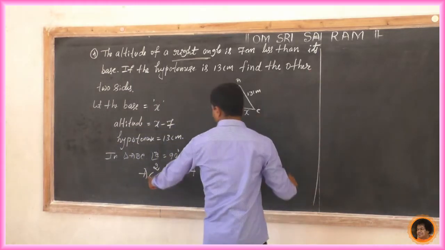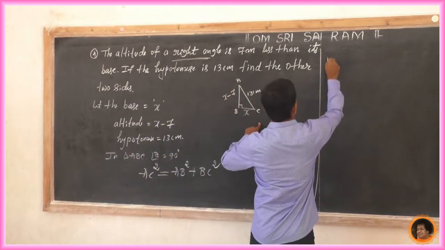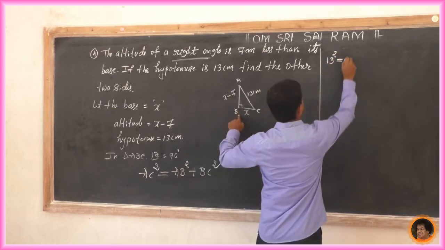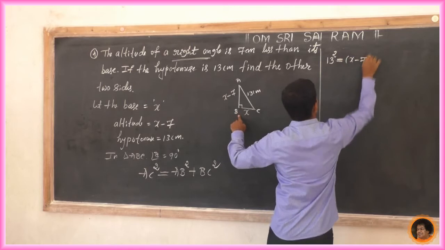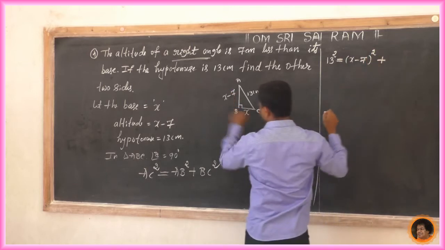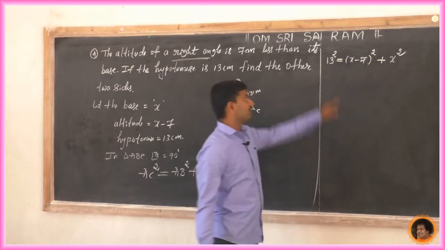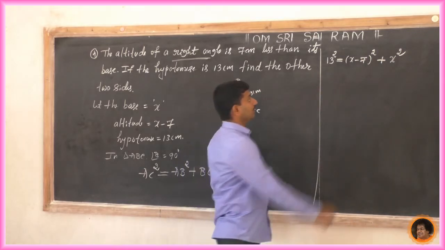So, here AC square. AC square is 13 square, equal to AB square. AB square is (x minus 7) whole square plus BC square. BC square is x square. So what is the reason? Pythagoras theorem. Now solve the equation.